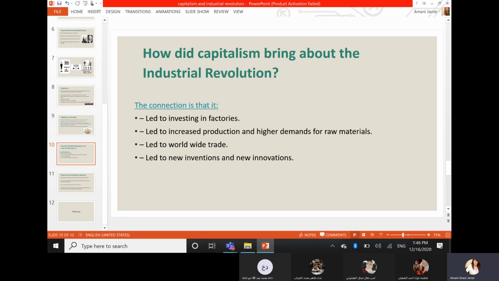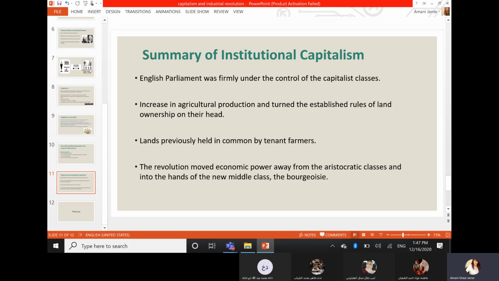Now, so how did capitalism bring about the Industrial Revolution at the end? According to that definition, that led to what was known at that time, which is investing in factories. It increased production upon the higher demands of the raw materials that we mentioned, and that led to worldwide trade, let's say, and that is a new dimension here. Worldwide trade was not known clearly at that time, and also that led to new inventions, as you know, and innovations at that time. So that was the beginning of capitalism, and what is known as institutional capitalism.